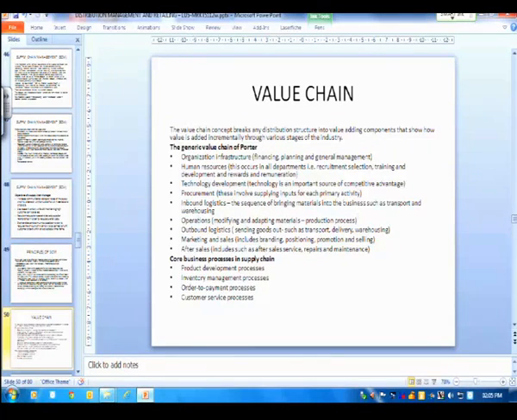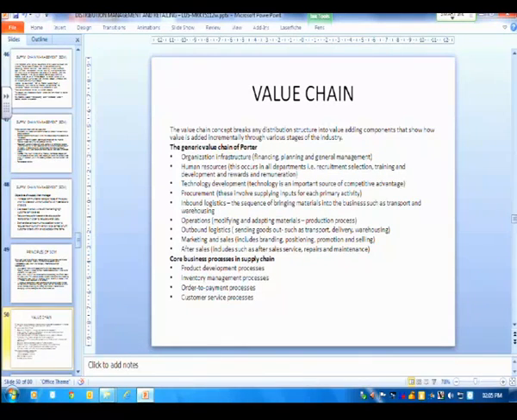Value chain. The value chain concept breaks any distribution structure into value-adding components that show how value is added incrementally through various stages of the industry. The generic value chain of Porter.